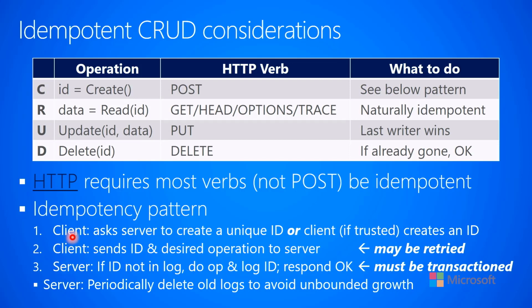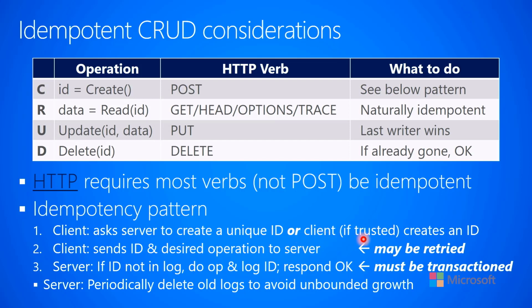So first, the client is going to ask the server to create a unique ID. It makes a request to the server and says, server, give me a unique ID. This could be a GUID or just some value that's meaningful to the server. It just has to be unique. Now, you could put this in a retry loop, and if you do, the server is going to return new unique IDs each time. But the last one is the one you care about. The earlier IDs you got back, you can just throw away.